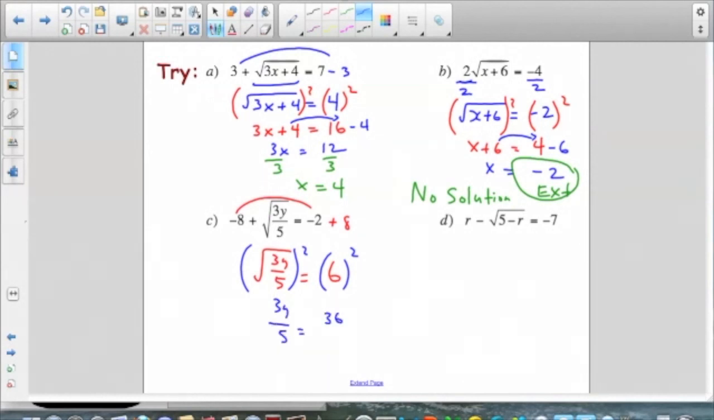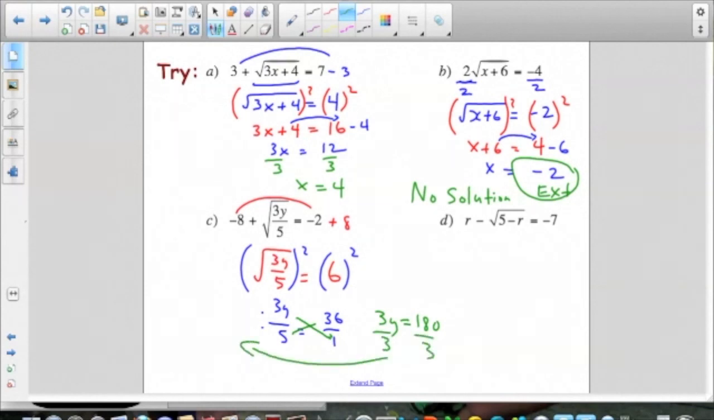Now, because I see this as a fraction, I'll make that a fraction. And now I cross multiply to solve. I always do the y first. So 3y times 1 is 3y. And now we switch. That times that. So 36 times 5 is 180. And divide by 3, divide by 3. So let's just go over here. y equals 60.